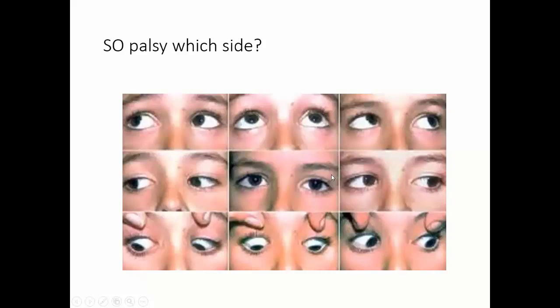So you think if this is superior oblique palsy, it causes tilt to the opposite side. So you look for the right superior oblique palsy, and this is the place to look for at the beginning, right? So you look for superior oblique.